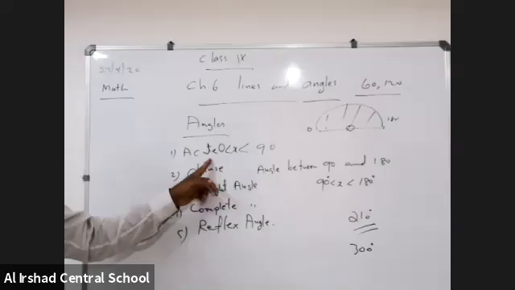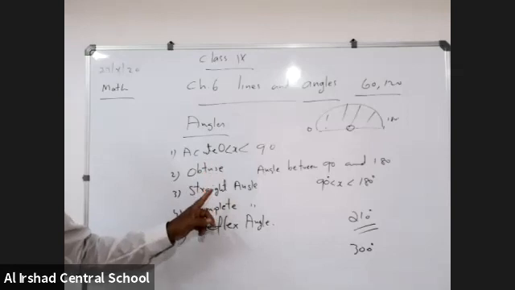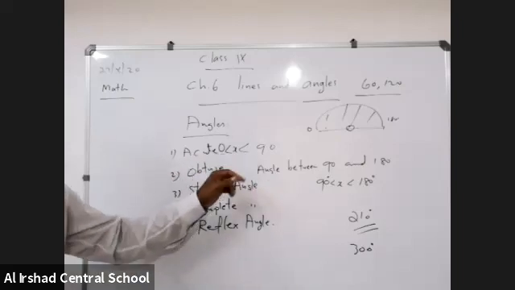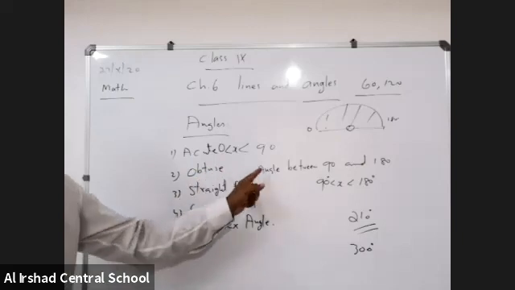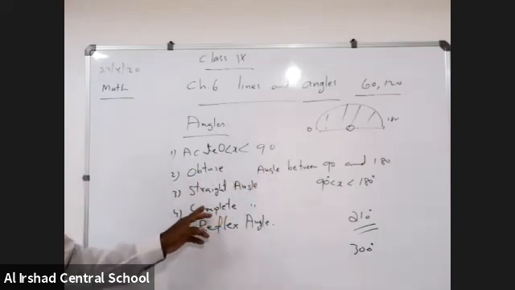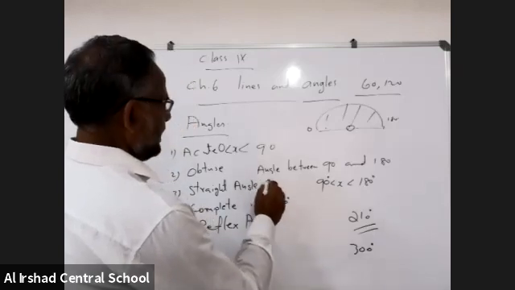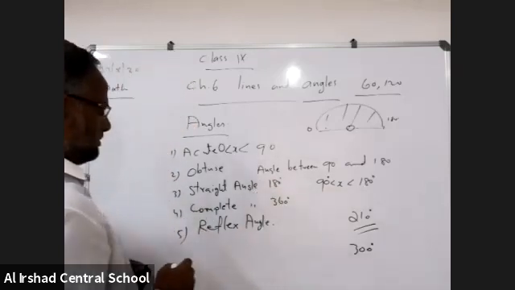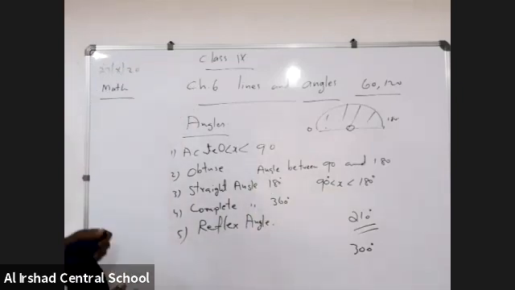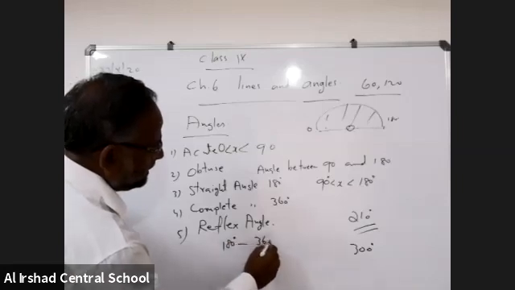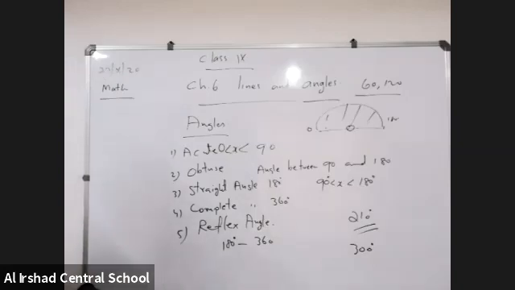Note these down: acute angle, obtuse angle, straight angle, complete angle, reflex angle. Acute means angle between 0 and 90 degree. Obtuse means between 90 and 180 degree. Then complete angle means 360 degree. Complete angle, 360 degree. Straight angle, 180 degree. And reflex angle between 180 degree and 360 degree. That is reflex angle. I told you 300.